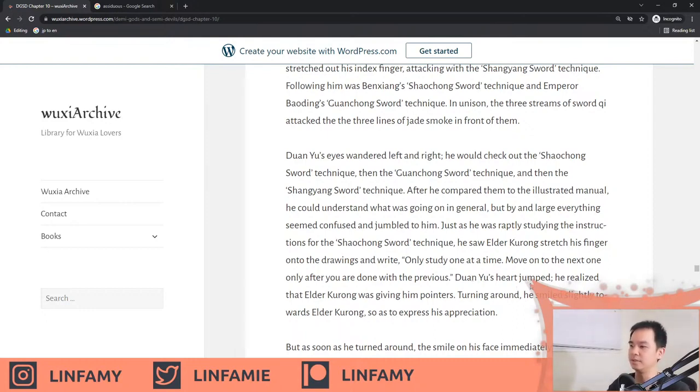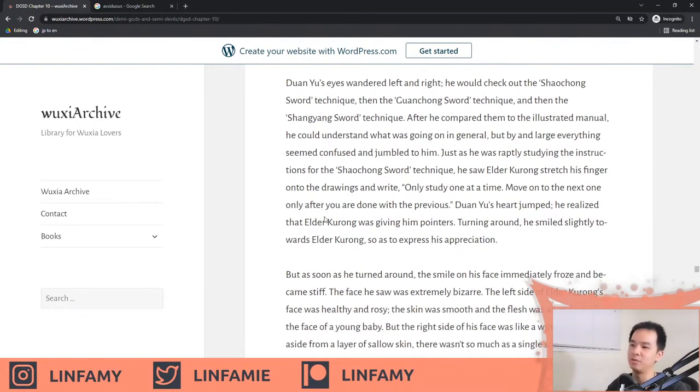Duan Yu's heart jumped. He realized that Elder Kurong was giving him pointers. Turning around, he smiled slightly towards Elder Kurong so as to express his appreciation. Oh, that's nice of him. Remember, you have to be a monk to learn these techniques, but looks like Elder Kurong is carving out an exception for Duan Yu.